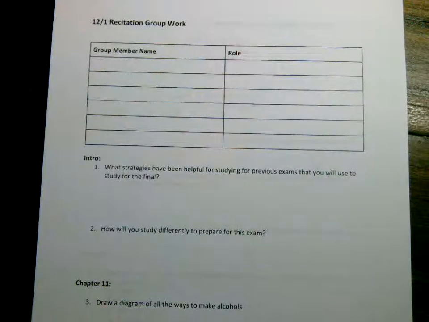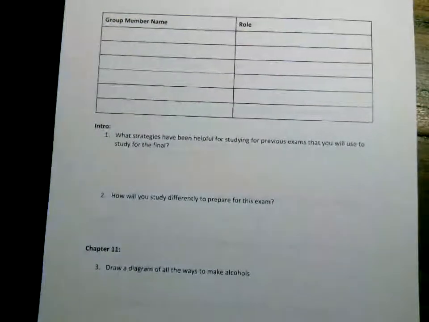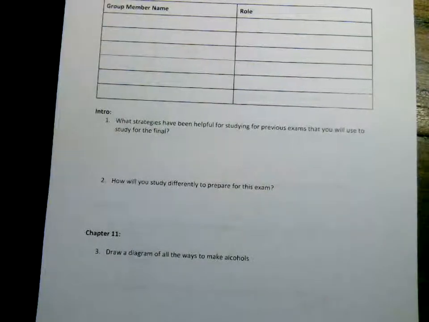Okay, so today I'm going to go over group work that covers chapter 10 and 11, and that is going to focus on radical reactions, reactions of alcohols and ethers, and then there's a little bit of a review for the final at the end. Okay, so what strategies have been helpful for studying for previous exams that you'll use to study for the final?